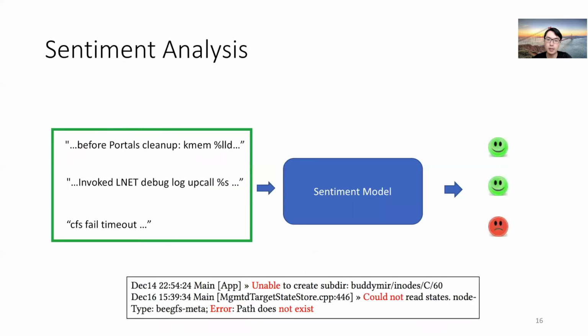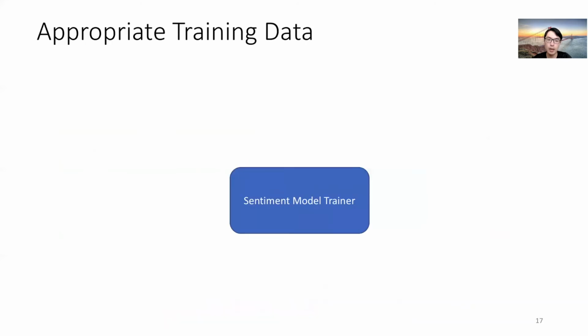Why do we use sentiment analysis? Below are real snippets of logs. We can see that the log content not only has symbols and numbers, but also has natural language. More importantly, the natural language shows some sentiments. The anomalies are likely to be associated with negative sentiment log content. So we decide to train a sentiment model to analyze the log content, based on which we can predict whether there are anomalies. But how to train this sentiment model is a problem.